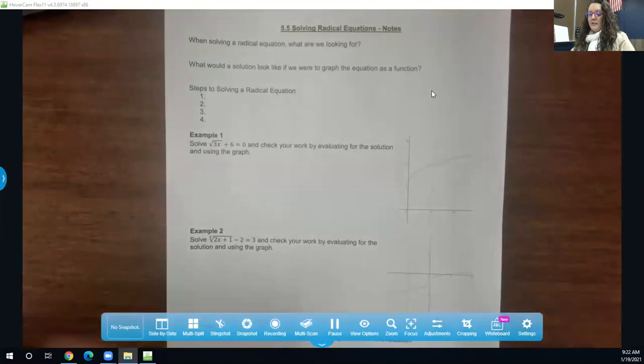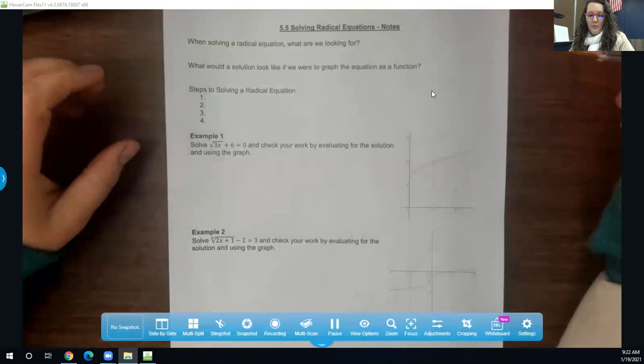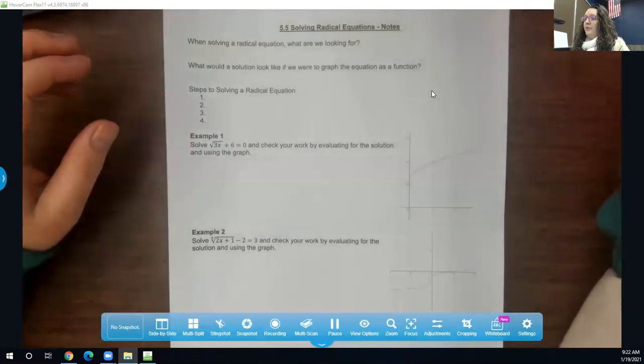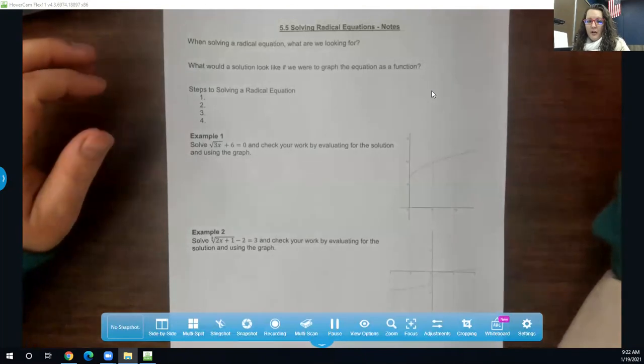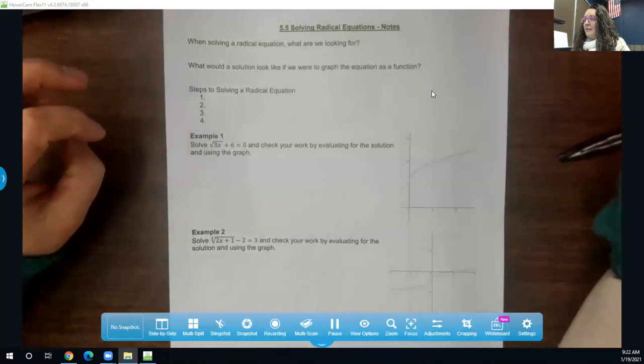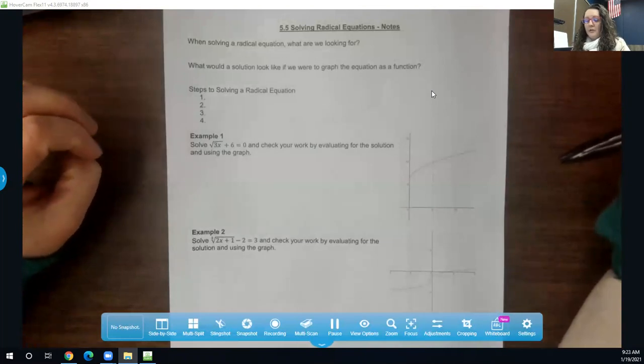This is our last section before we move into our review for our Chapter 5 test. Very proud of the work that you've done so far. I think that you're going to be really successful on this test and do really well. So let's move into solving radical equations.